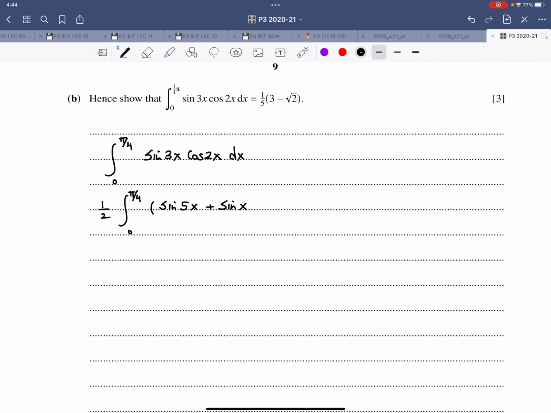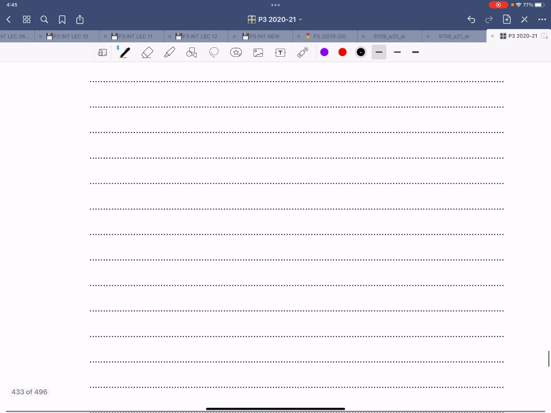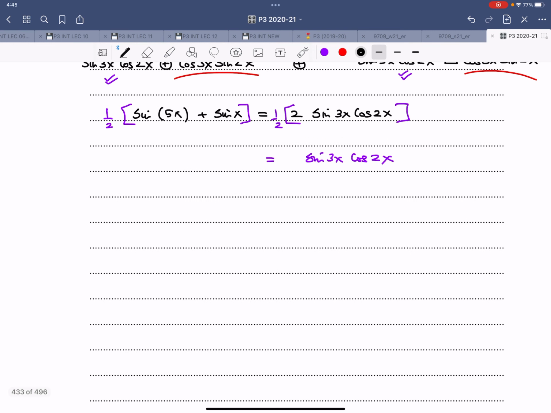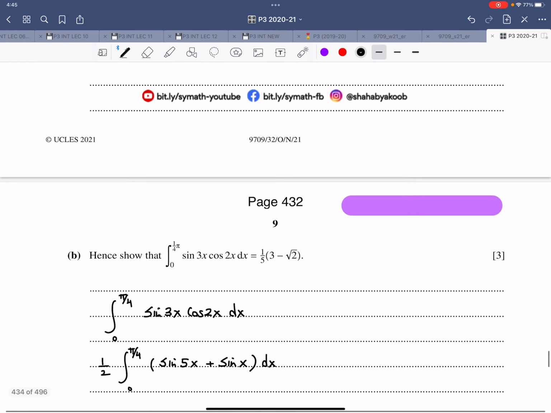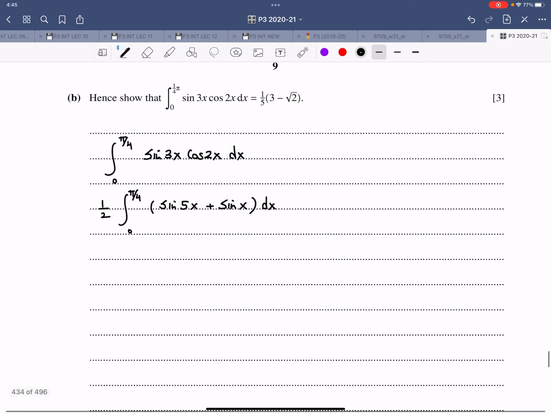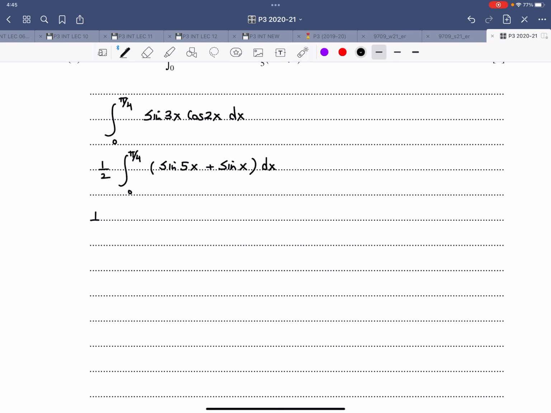Let me double check it once more. So this is sine of 5x plus sine of x multiplied by half. That is sine 3x cosine 2x. That sounds perfect. Now be very, very careful with the negative sign and with the exact trig ratios and so on. So now first thing first, half remains as it is. Start integrating. That is negative 1/5 cosine of 5x. And this is negative cosine x. And that is what you get after integration. Lower limit is 0, upper limit is pi by 4.